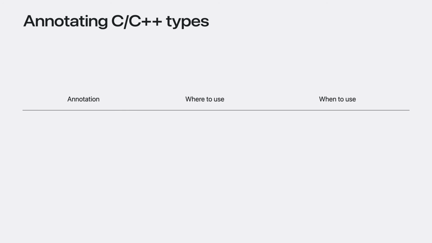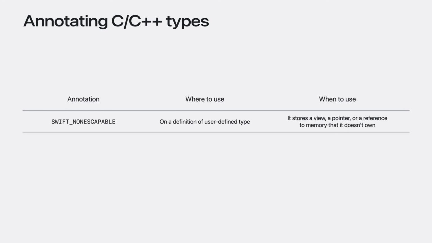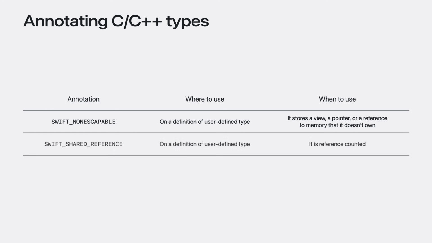You can also add annotations to help Swift safely manage your custom C++ types. Use Swift non-escapable if your C++ type stores a view, a pointer, or a reference to memory that it doesn't own. This will tell the compiler to import your type as a non-escapable type. If your type is reference counted instead, you should use Swift shared reference. Then the compiler will manage its memory automatically.